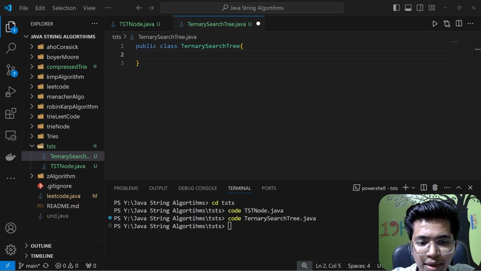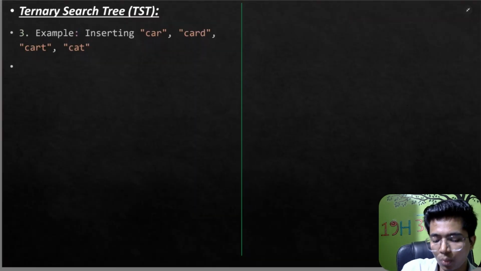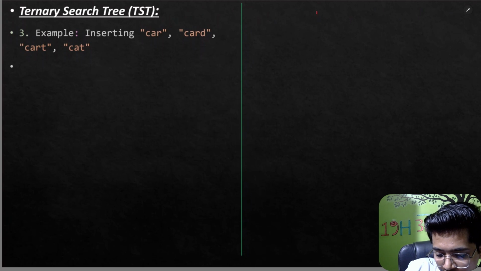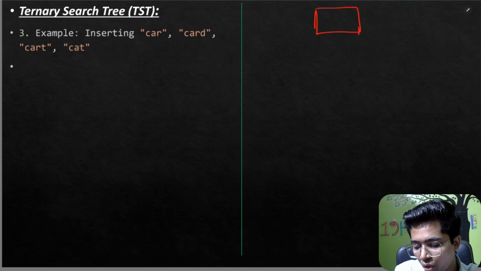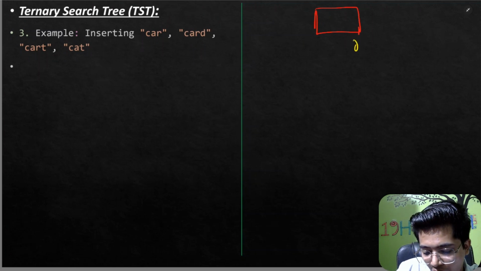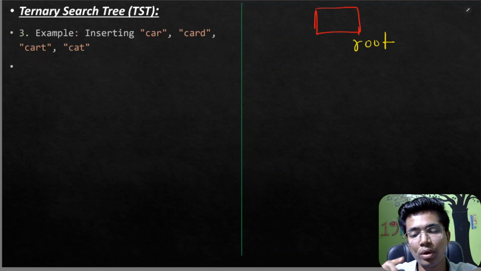Look, as we saw in the example, before inserting anything we used to declare a root. And this root was completely null. So first in the program we also have to declare this root at the creation of the ternary search tree file.